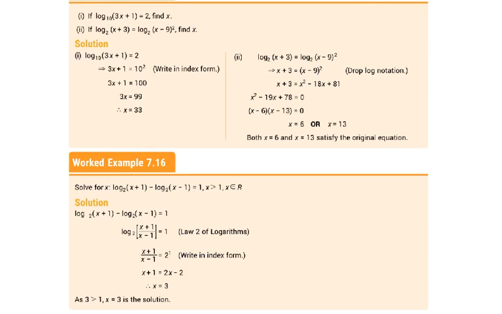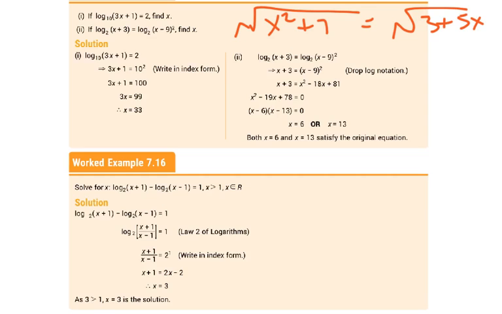For example, similarly, if I were to say something like the square root of x squared plus 7 is equal to the square root of 3 plus 5x, I can then say that x squared plus 7 is equal to 3 plus 5x because I can square both sides and get rid of the square root. So equally, I can get rid of the log notation here as well. So I'm left with x plus 3 is equal to that, and then I just solve that.